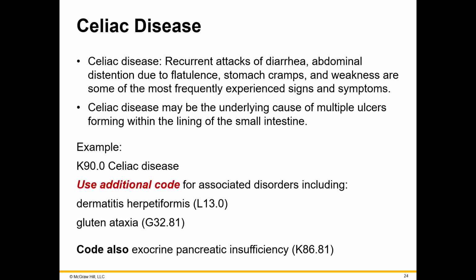Celiac disease. Recurrent attacks of diarrhea, abdominal distension due to flatulence, stomach cramps, and weakness are some of the most frequently experienced signs and symptoms. Celiac disease may be the underlying cause of multiple ulcers forming within the lining of the small intestine. Code example K90.0, celiac disease.